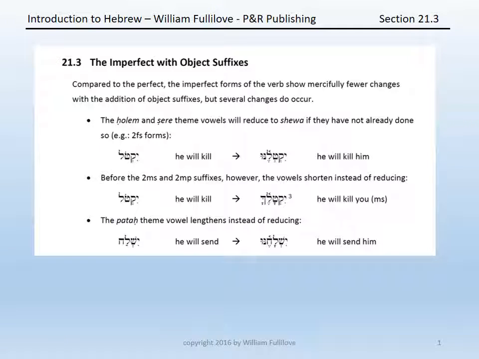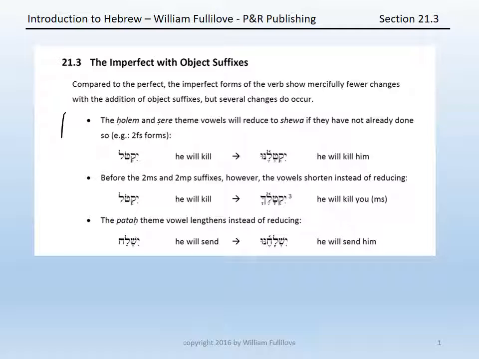In section 3, we turn to the addition of object suffixes to the imperfect forms. You will be relieved to know that compared to the perfect, the imperfect forms of the verb show many fewer changes with the addition of object suffixes. Three changes do occur, however, of which you should be aware.